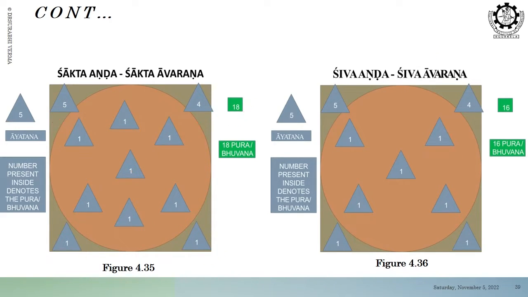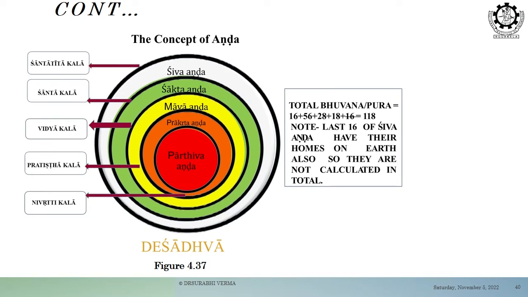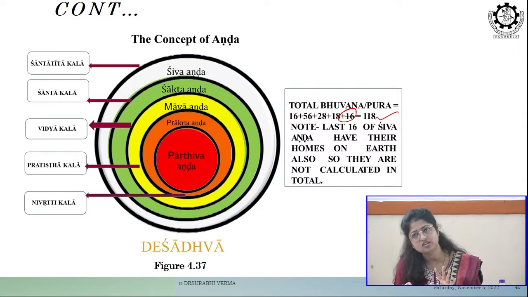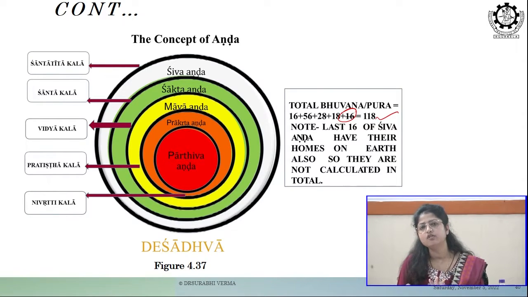That's why when we count it in total, we do not consider this last number 16, and in total the number comes as 118. So 118 are the bhuvanas associated, and in bhuvanas also there are deshas which are calculated as 256 in Tantra Lok of Abhinav Gupta.